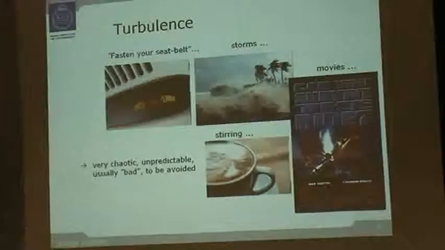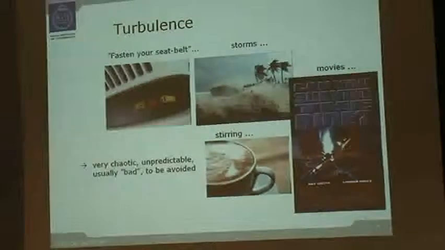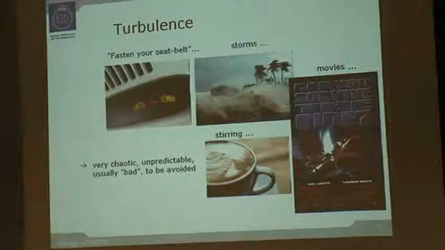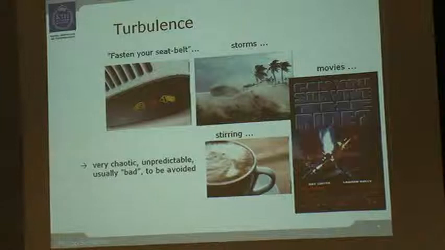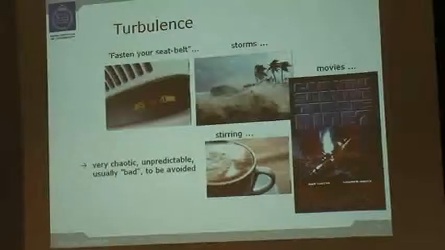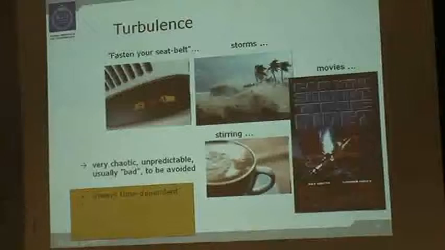Well, anyway, what we usually associate with turbulence is that motion is very chaotic, it's unpredictable. Usually we think it's bad, when we just look at the movie. And usually we try to avoid turbulence. But what I want to show now is that although it is all chaotic and unpredictable, there are some things that we can predict.